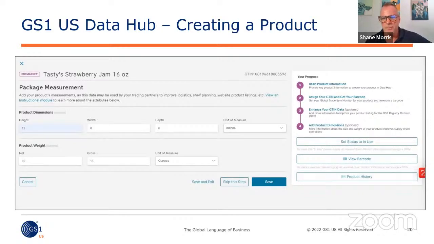Now, this is just asking for product dimensions and weight, but we all know that on all online platforms, they all ask for this information in order to list. So I just say, why not put it in here?